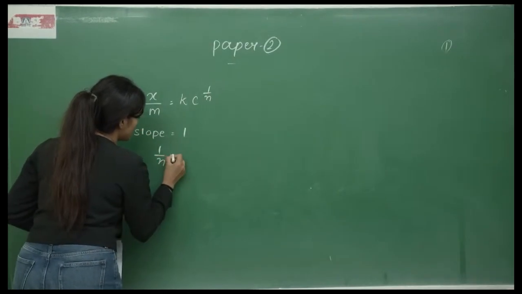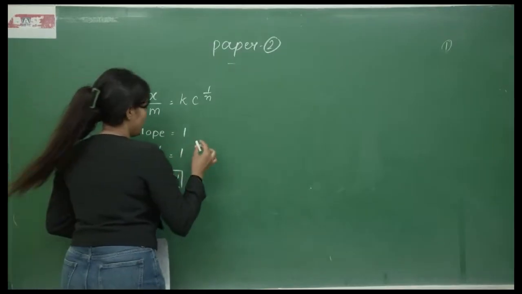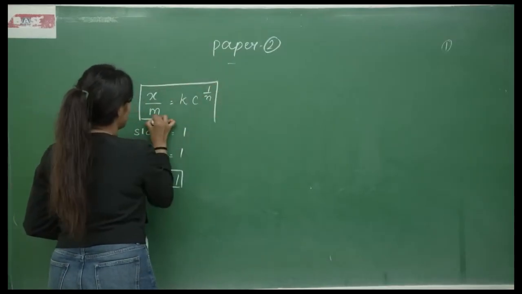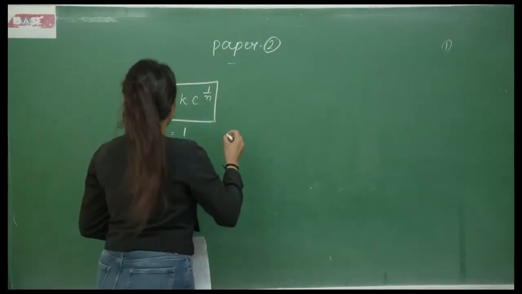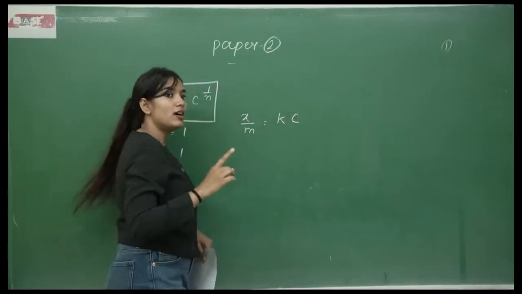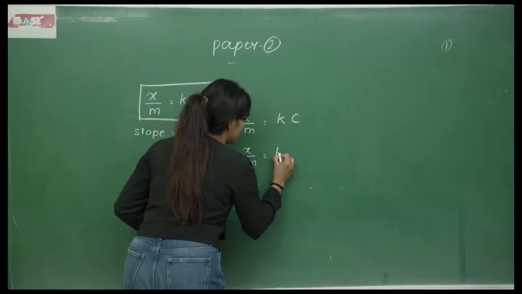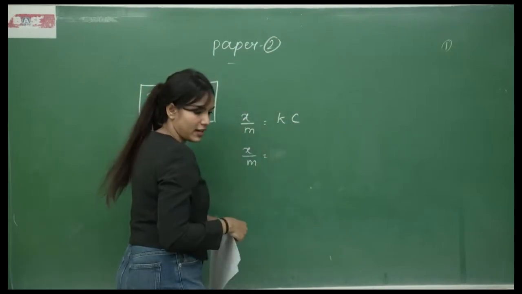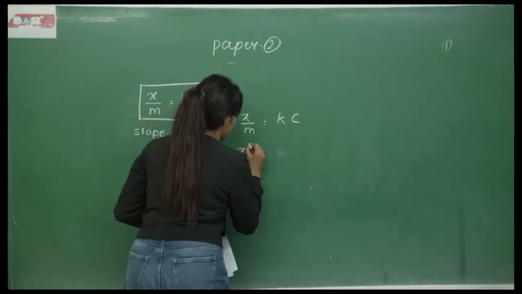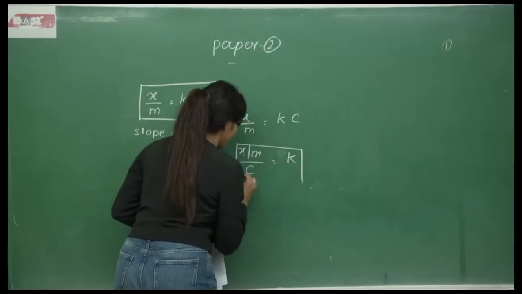So 1 by n is equal to 1. The n value we have is 1. Now put the value of n in this equation. So we have x by m is equal to k c. Now we want to find the k value. So x by m is equal to k c, or you can write k is x by m divided by c. This is how we can calculate the value of K.